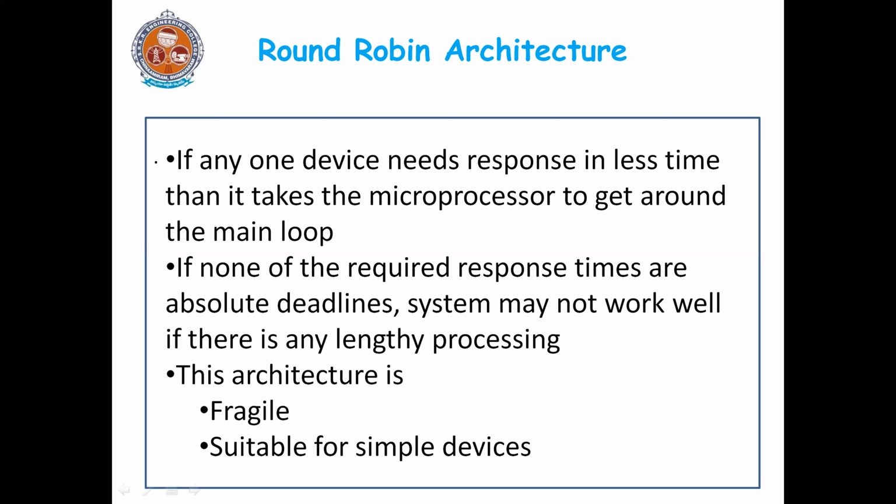And also we say that this architecture is fragile. For example, some device or its requirements may break everything, so we say that it is fragile. Also, we can say that this architecture is suitable for simple devices like your digital multimeter, digital watches, etc. So this is how you can use the round robin architecture for your simple embedded system applications.